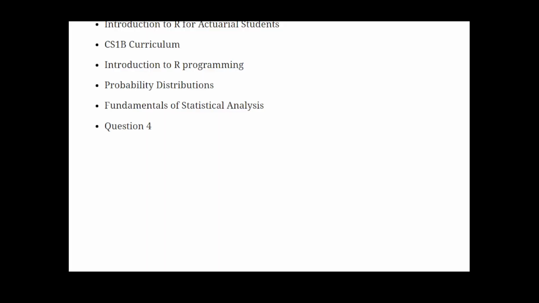So just as a quick remark, this accords with the CS1B curriculum that actuarial students will use. That's essentially introduction to R programming, probability distributions, fitting linear regression models, and so on. Now this would correspond to question 4 of an exam, okay? So it's a bit more complicated, a bit longer, and I will probably break this up into 2 videos.